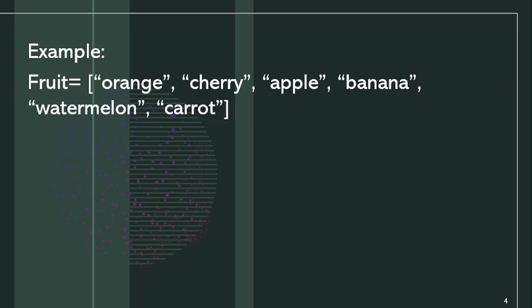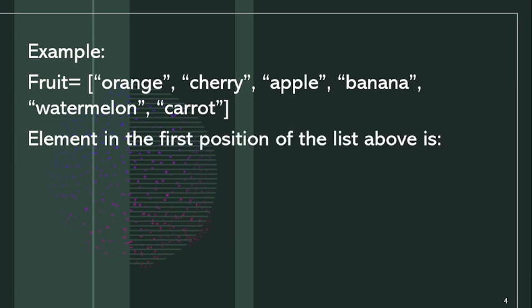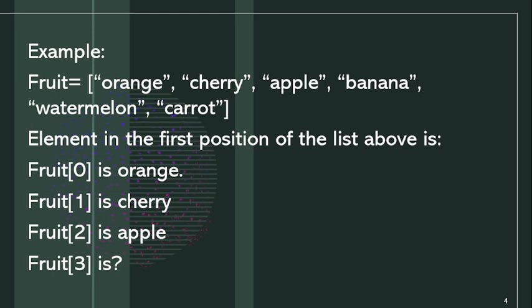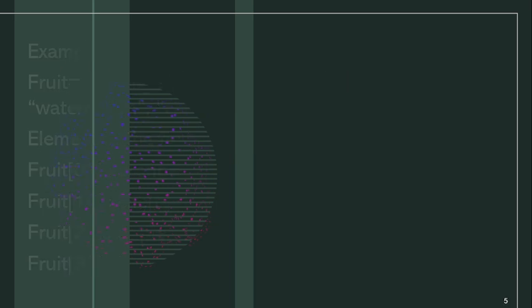Looking at fruit, for instance, that same example I've given before. The element in the first position of the list is what? You write it like fruit[0]. So position 0, the item is orange. Take note of that. Fruit[1], position 1, is cherry. Position 2 is apple. So it's quite clear. What is position 3? I'll leave you to that. Maybe you can put it in the comment section. From all I've explained, you should be able to guess it. Okay, so let's move to the next section now. There are others there.